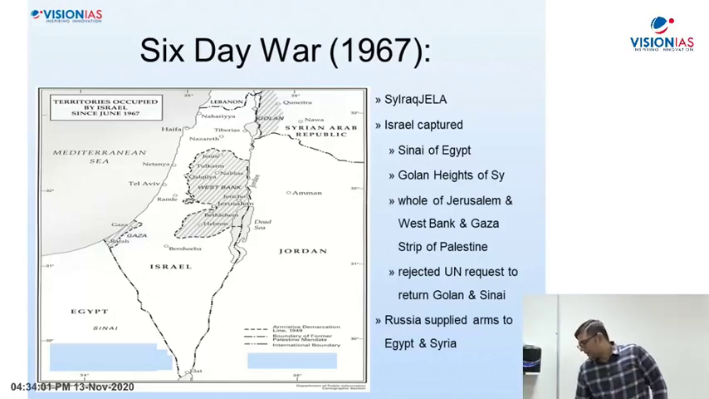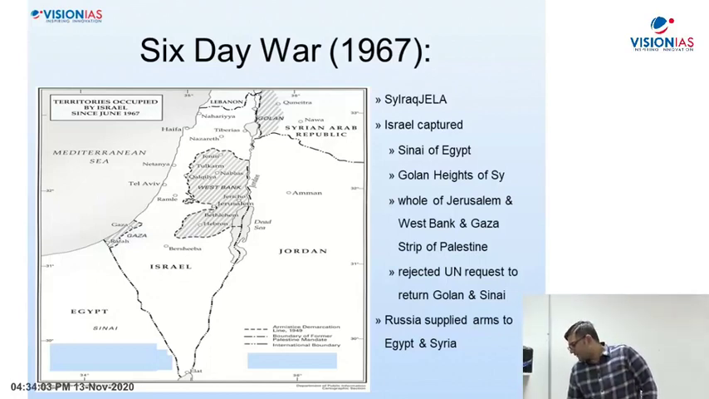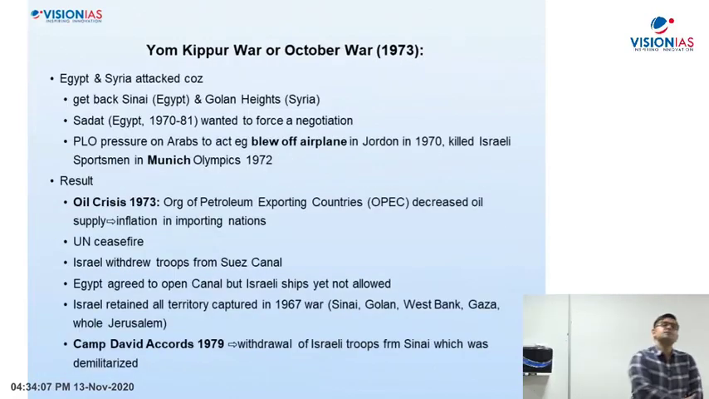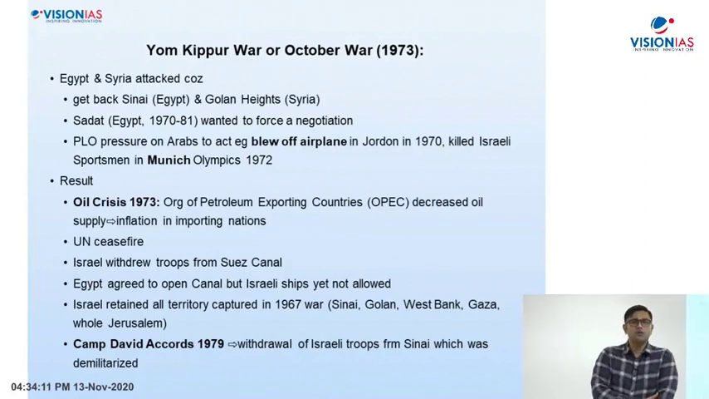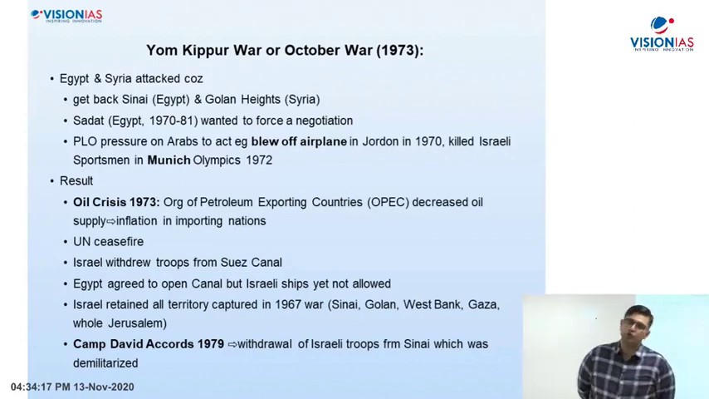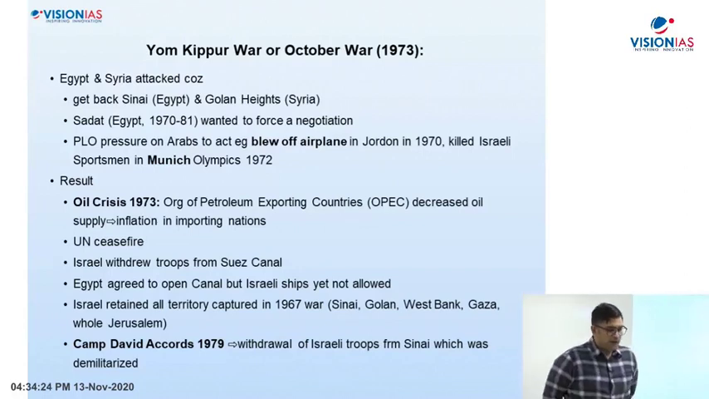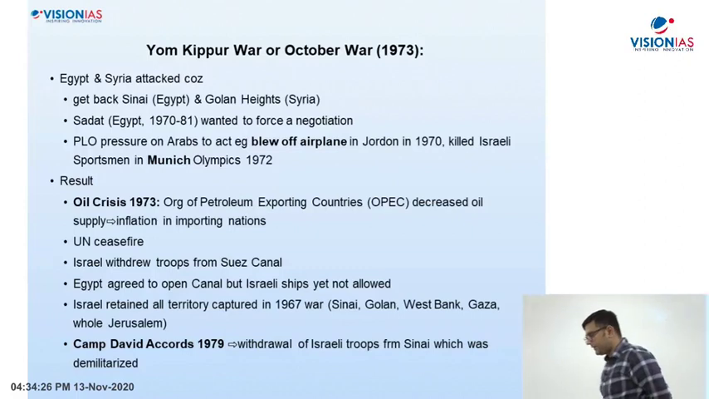And now these people say, no, we will not return the Sinai Peninsula, we will not return the Golan Heights of Syria. Then comes the Yom Kippur War, 1973. Yahan pe kya hai? Yom Kippur is a festival of Jews. The Sinai Peninsula of Egypt is under the Israelis, and the Golan Heights of Syria is under the Israelis.